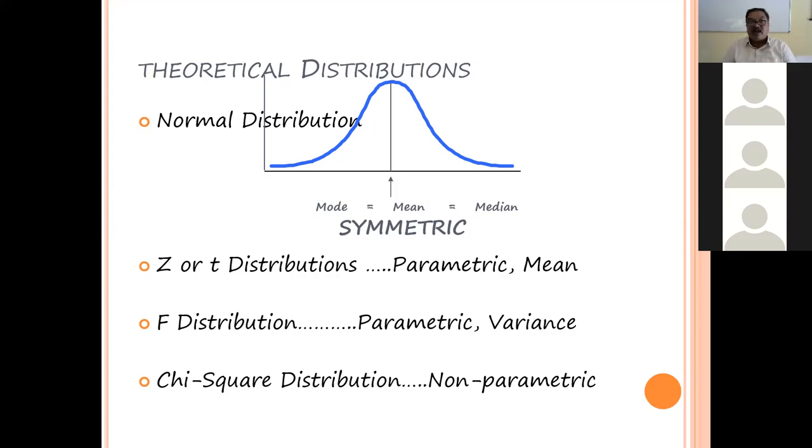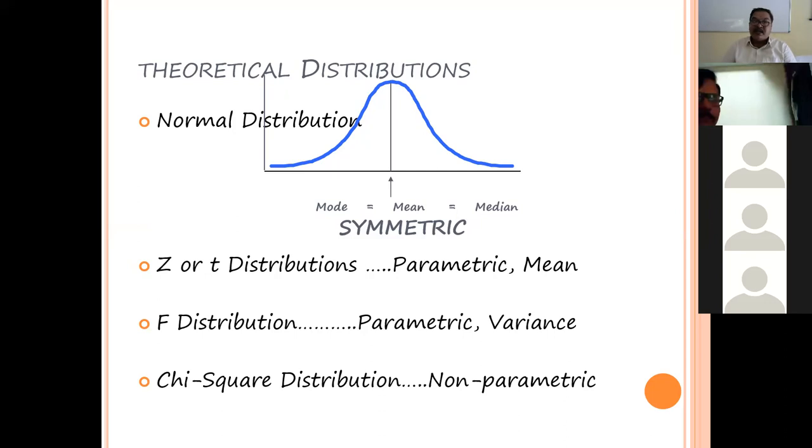So Z or T distribution. T is a small sample distribution test, and the Z is the large sample distribution test. And we use the T test or the Z test to test the mean differences. Mean differences, meaning it is the mean test. The T test is also known as the mean test.